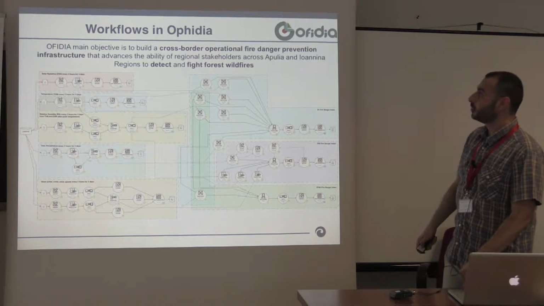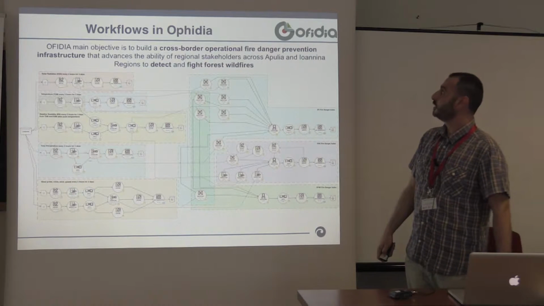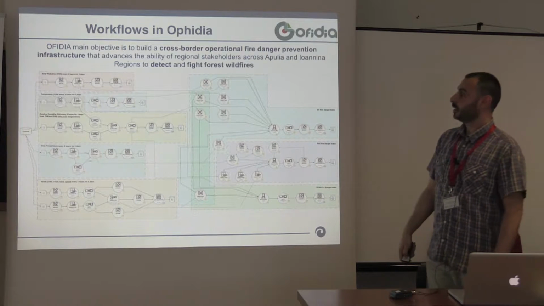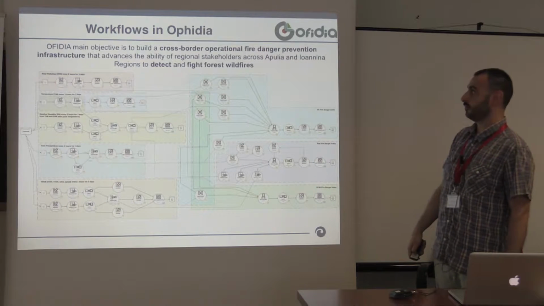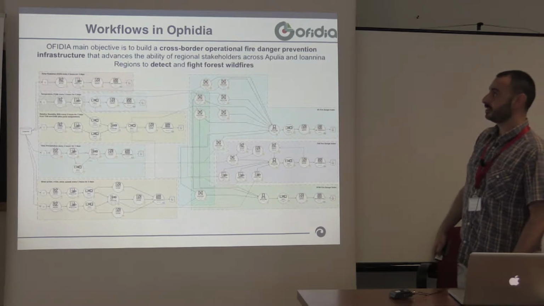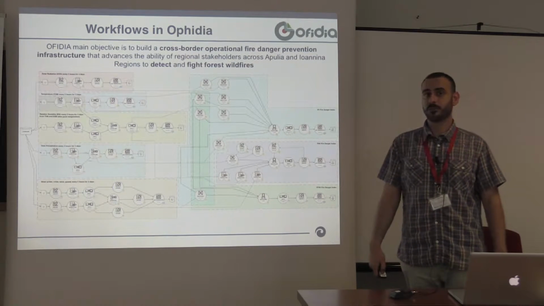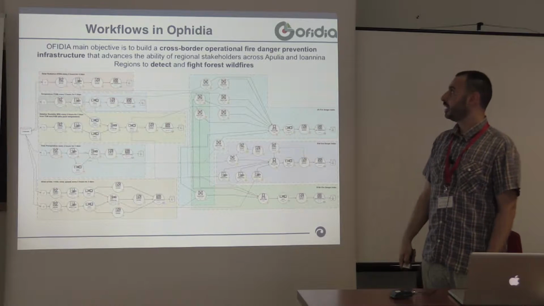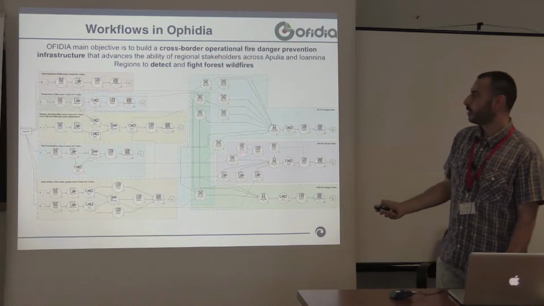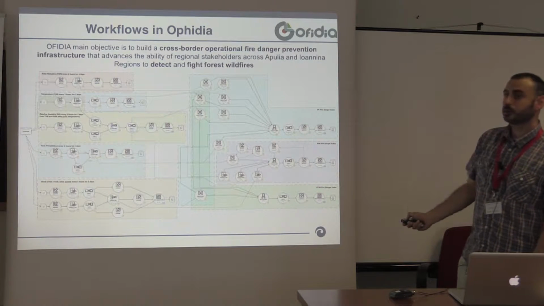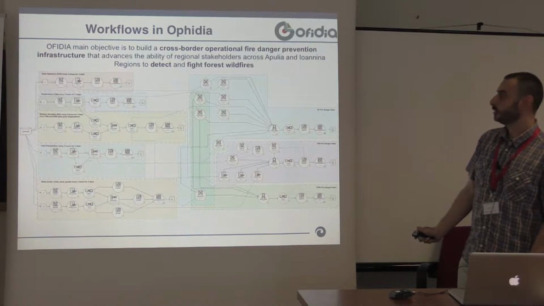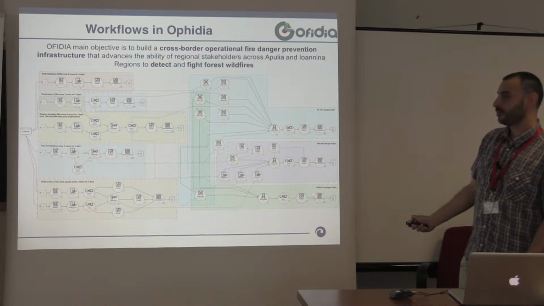This is another example of a workflow we use in the Ophidia project. The main objective of the project is to build a cross-border operational fire danger prevention infrastructure. It's an Interreg project between Italy and Greece, and this is the workflow we implemented in order to compute the fire danger indexes.